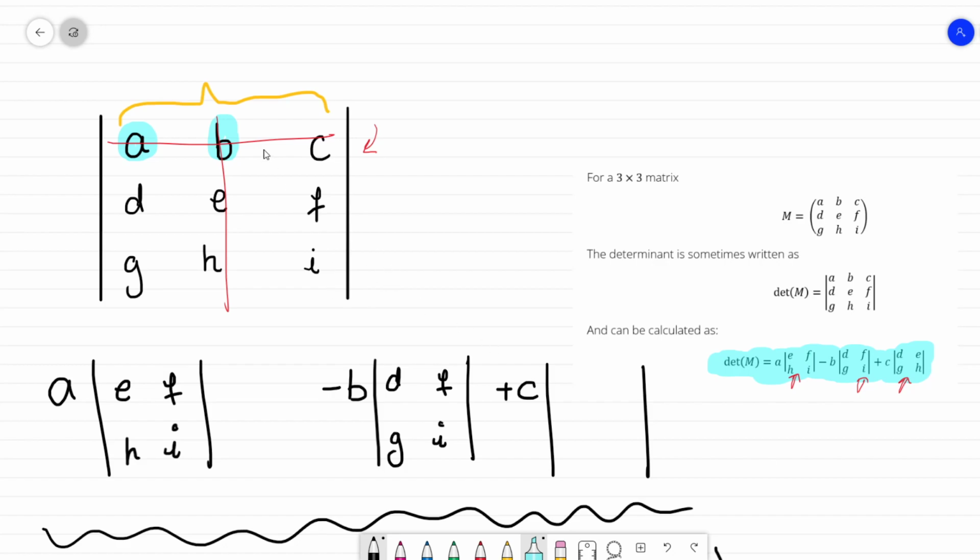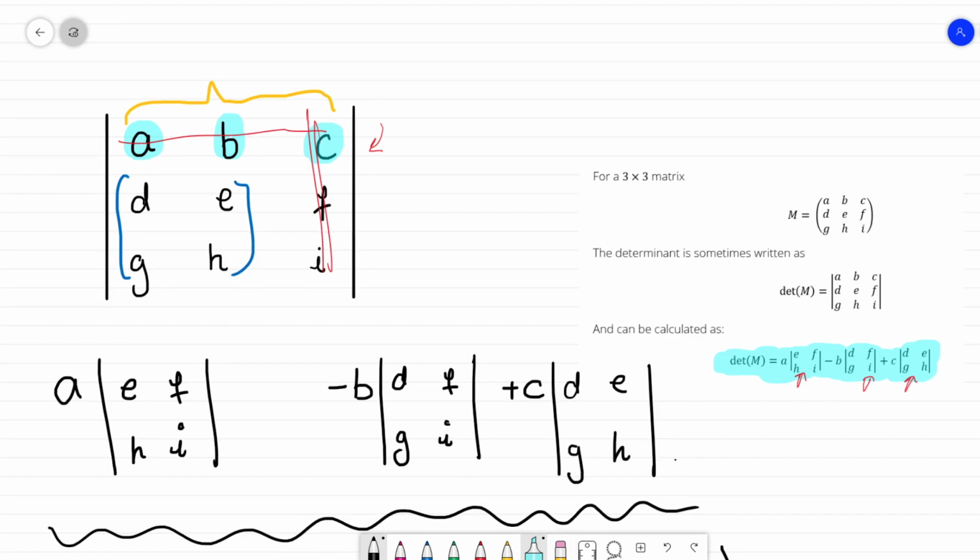And then again, the same idea with C. Take C, ignore the row and the column, and you get the matrix here, which is D, E, G, H. Cool. Hopefully that helps you see where the formula comes from. We're going to try an example now.